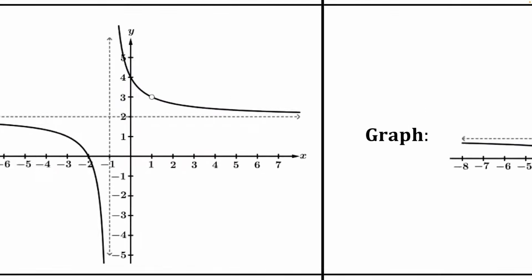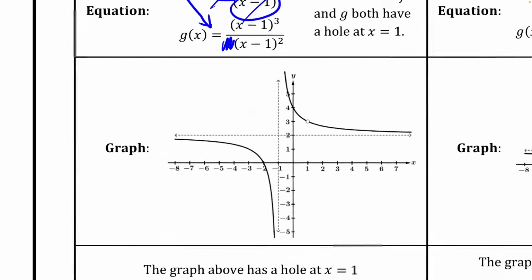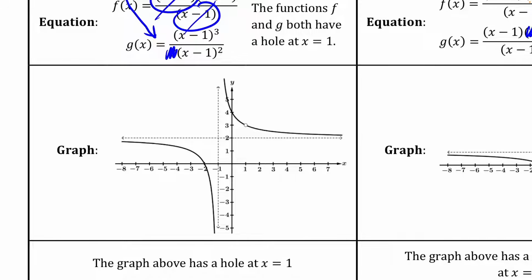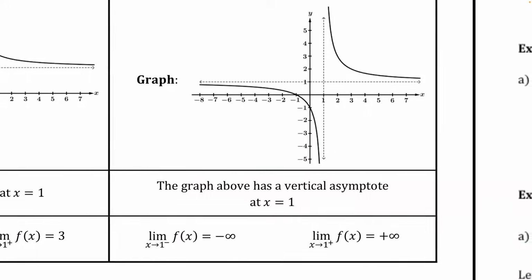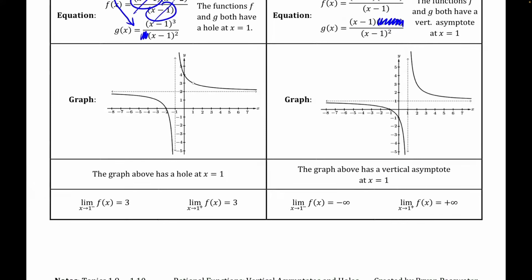So in the graph, you can clearly see that we have a hole here at 1, and we do have a vertical asymptote here at -1. And it tells us, yep, there's a hole at 1. We can see that already. And over here, we have a vertical asymptote at x is equal to 1. Nothing too important there.